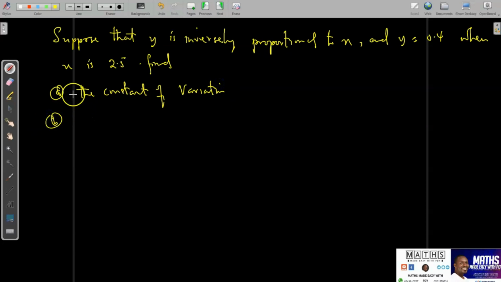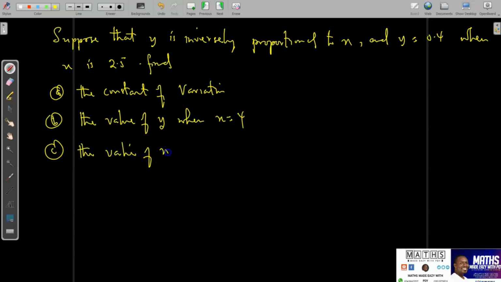B, the value of y when x is equal to 4. C, the value of x when y is equal to 7.